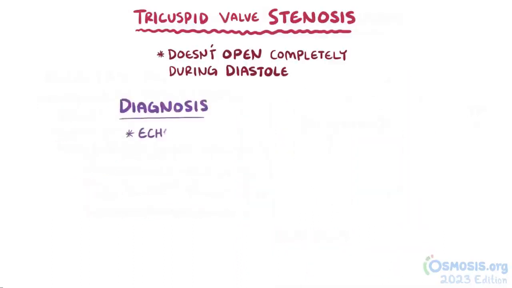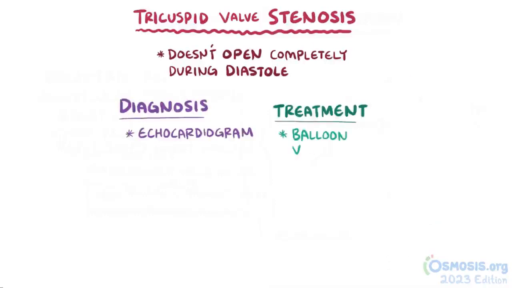Diagnosis is again usually done with echocardiogram, and treatment of tricuspid valve stenosis usually involves a balloon valvuloplasty, which means that a balloon is inserted and then inflated to open the narrowed valve and allow more blood to flow through it.